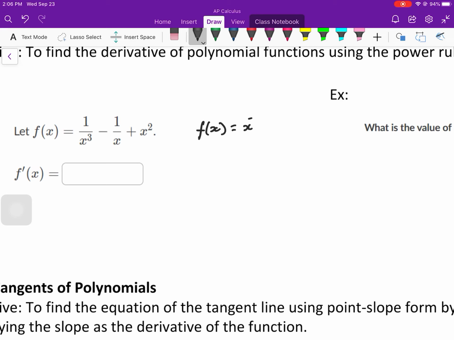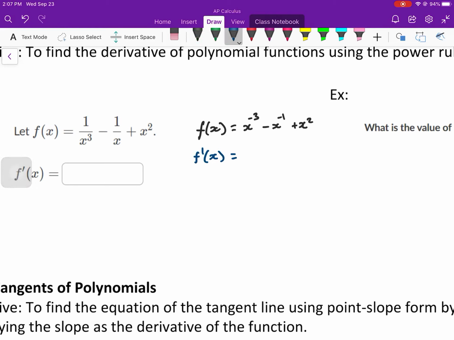So I'll bring up the x cubed. It becomes x to the negative 3. If there was a number like 2 on top, you'd put a 2 there. But there isn't. And then we have minus x to the negative 1, because that's a power of 1, plus x squared. So now let's go ahead and take the derivative.